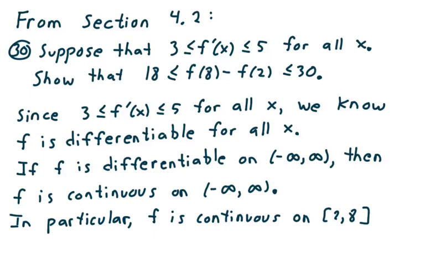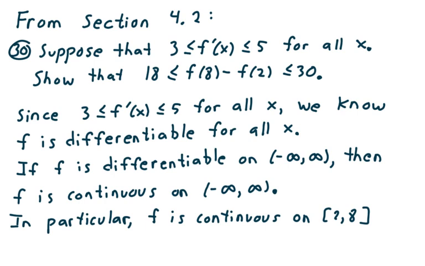This is a video from section 4.2 in a Calculus 1 class. We're going to take a look at problem 30. Suppose that 3 is less than or equal to f prime of x, which is less than or equal to 5 for all x. Show that 18 is less than or equal to f of 8 minus f of 2, which is less than or equal to 30.